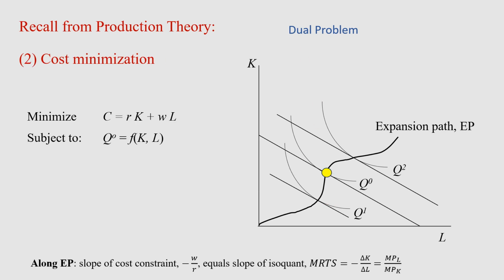Now, the dual problem in production theory is one of cost minimization. So here what we do is we want to find the minimum cost associated with achieving a particular level of output given by Q0. Again, that's an isoquant. Again, remember the slope of the cost constraint is given by the ratio of the prices, in this case the wage rate over the rental rate of capital, and we have the negative because that line slopes down, and it has to equal the slope of the isoquant, which is given by the marginal rate of technical substitution, which is the negative of the change in capital, the rise, over the change in labor, the run, which turns out to be equal to the marginal product of labor over the marginal product of capital.